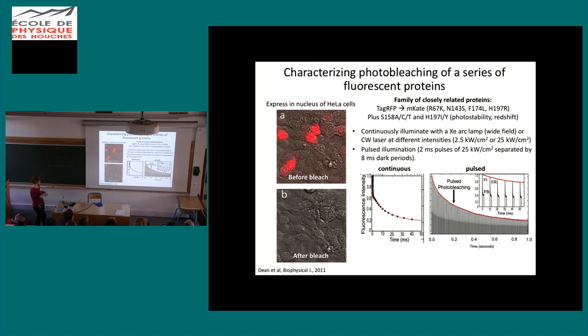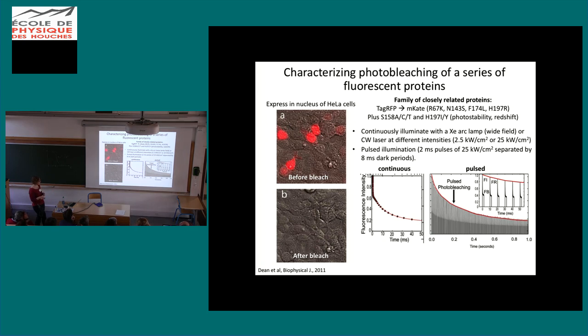We expressed them in the nucleus of HeLa cells, so this is what it would look like, and then you bleach and there's no signal. We made a series of measurements, so we continuously illuminated with a xenon arc lamp. This is like wide field imaging, or a CW laser at a variety of intensities. We also looked at pulsed illumination, like we just talked about, so 2 millisecond pulses, and then separated by different periods of dark time. So this is an example of what you might see.